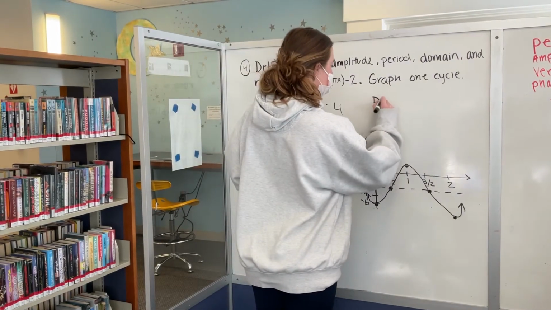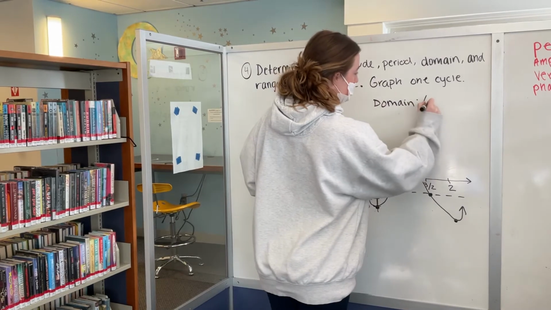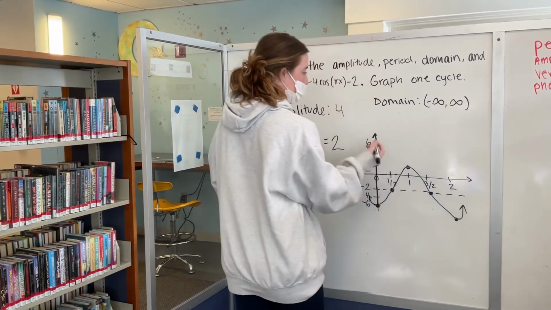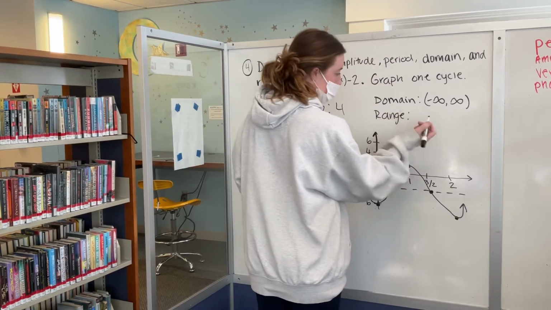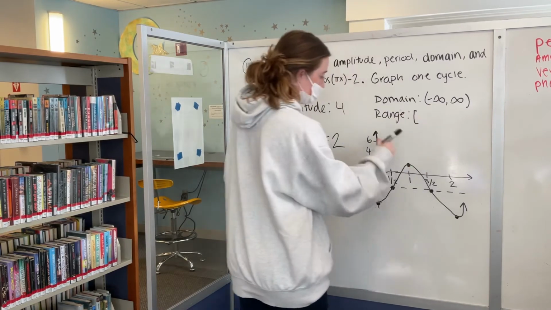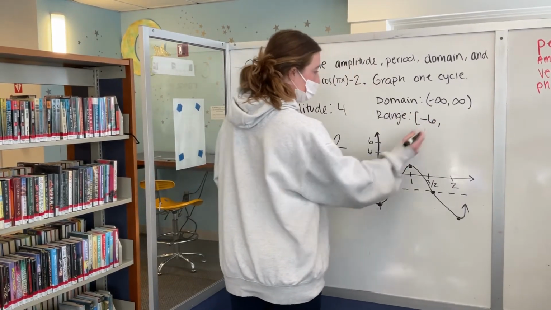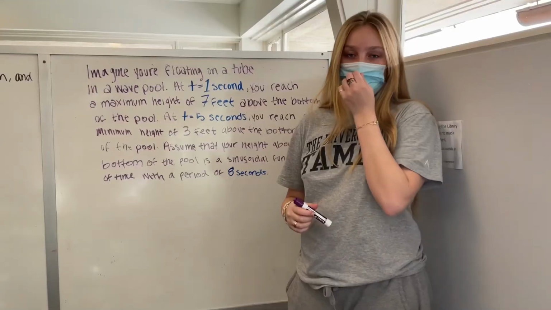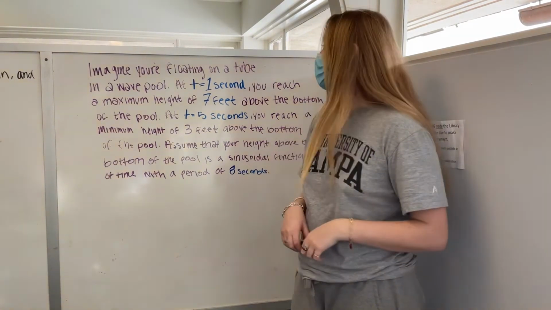So to start, the domain will be, in parentheses, negative infinity, infinity. And the range is going to be in brackets because it comes to a stopping point, which is going to be the minimum of negative 6, and then the top point, which is at positive 2. So this is the equation that I'll be using for my open response question.